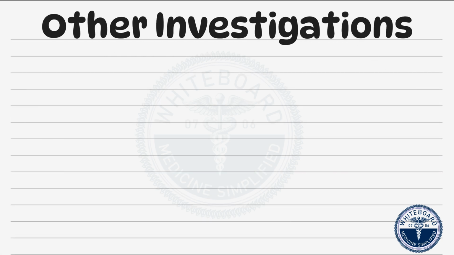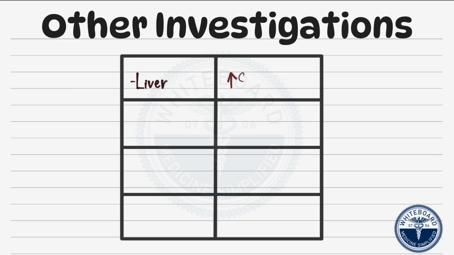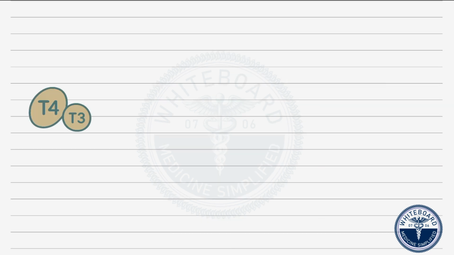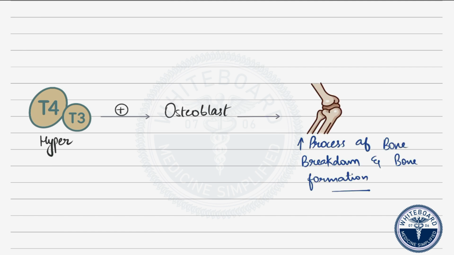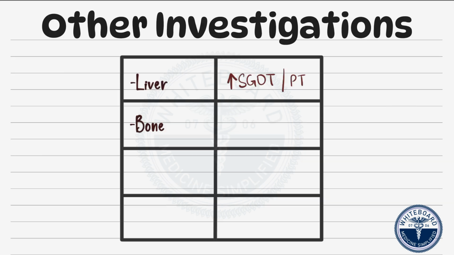Other non-specific tests include increased levels of SGOT and SGPT. In hyperthyroidism, the thyroid hormone stimulates the osteoblast, leading to accelerated bone remodeling and turnover. The bone-specific isoenzyme alkaline phosphatase is released into the circulation as a byproduct of increased osteoblast activity. Because of increased bone remodeling and turnover, there is also an increased level of calcium in the blood.